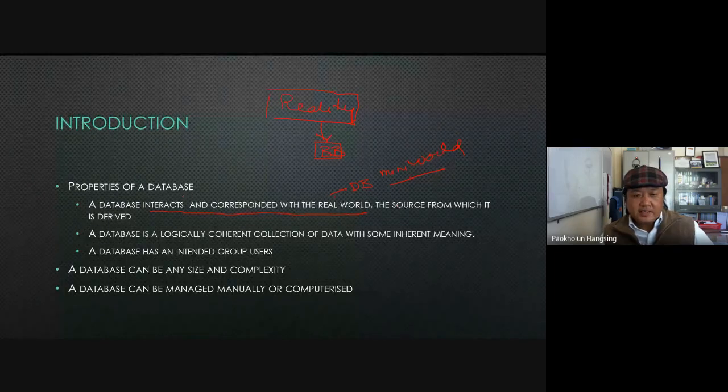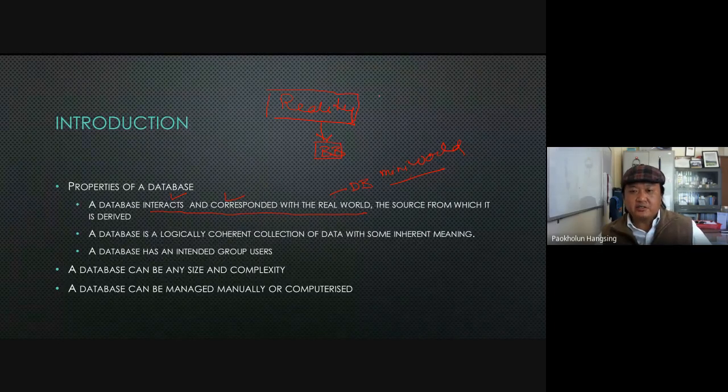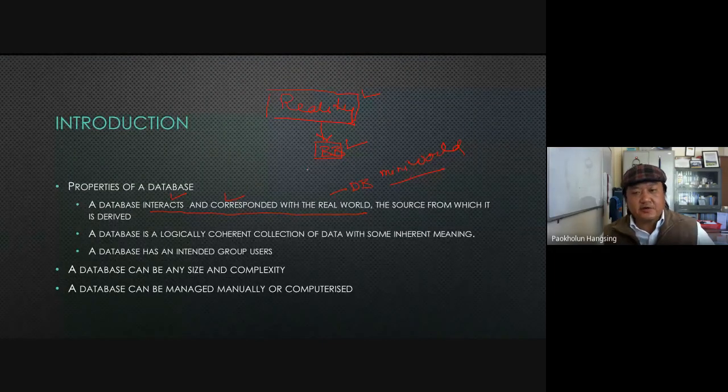So now why did we say it has to interact and correspond? The reality will change. What happened in the real world will change. And whenever there is a change in the real world, the database also will have to change accordingly. So that is why we say it interacts and corresponds with the real world. Now we record something in a database and the real world has changed. After 2 days, the student record has changed. For example, the student percentage has gone up from 75% to 85%. So there is a change, and that change has to be reflected in the database system. So that is why we are saying that a database interacts and corresponds with the real world.